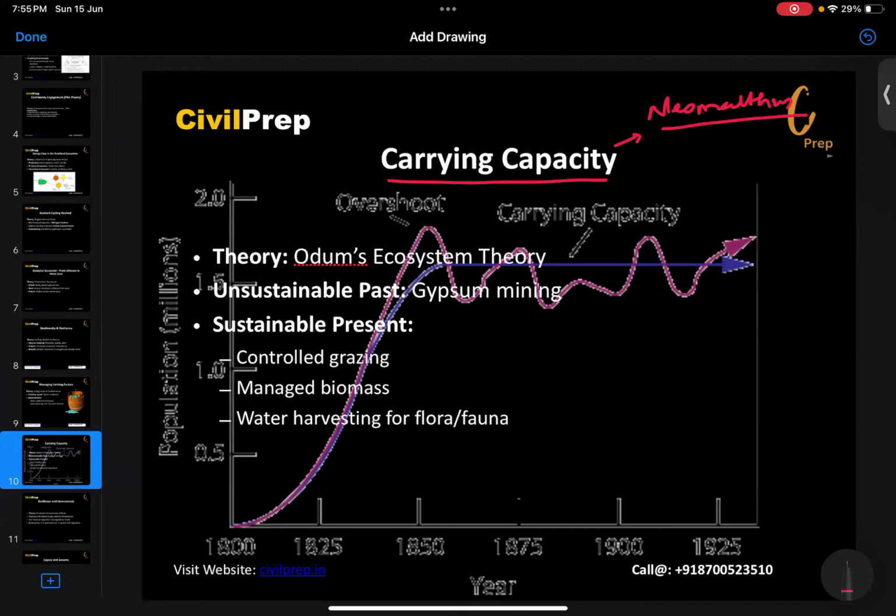Okay, new Malthusian view. Here we'll see that this theory was given by Odum's ecosystem. Okay, Odum has given this ecosystem theory. So in the background, we can see this part here. This is a carrying capacity model.